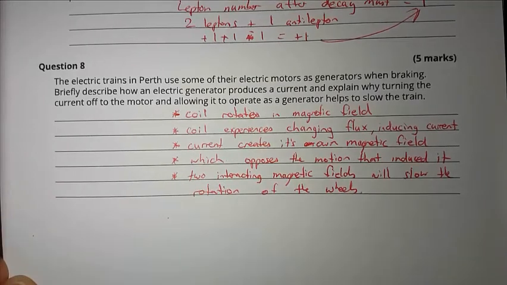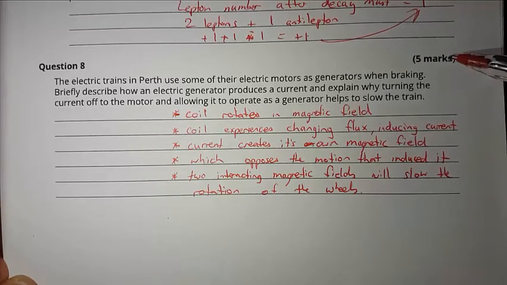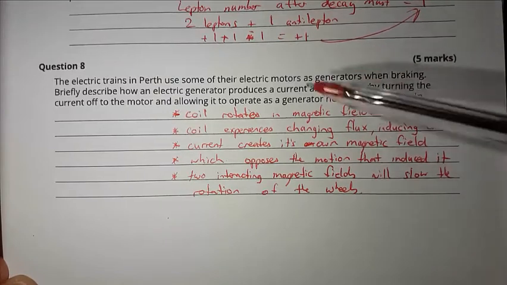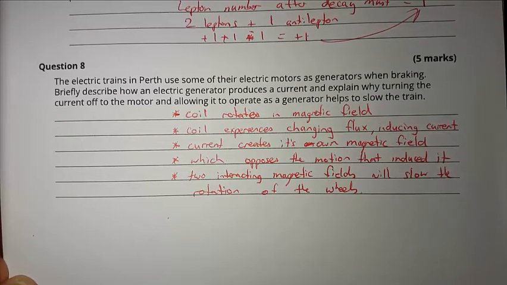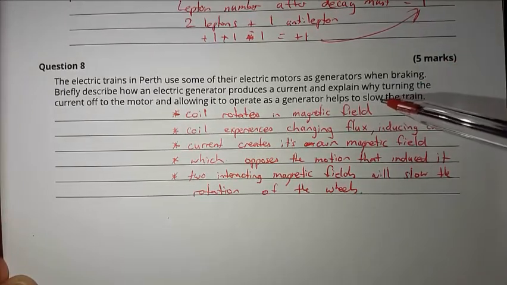Alright, so question 8 is asking, when you turn a motor into a generator, how would that, in this example, slow down an electric train? There are 5 points that you need to point out here. I've written them down already, so I don't have to write them in front of you. The coil rotates in a magnetic field because you've made the motor turn. That coil is turning, and now you're switching it off, turning off the current to that coil. So now the coil is just freely rotating in that magnetic field.